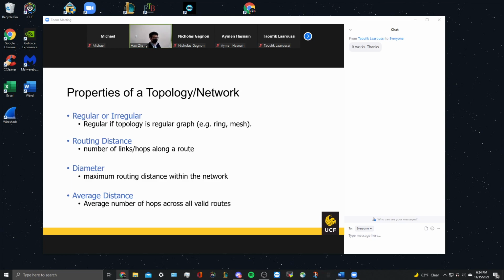And the routing distance is the second consideration: the number of links or hops along a route. So it's how far. The second is the diameter. Diameter means the maximum routing distance within the network. And the following is the average distance, the average number of hops across all valid routes.